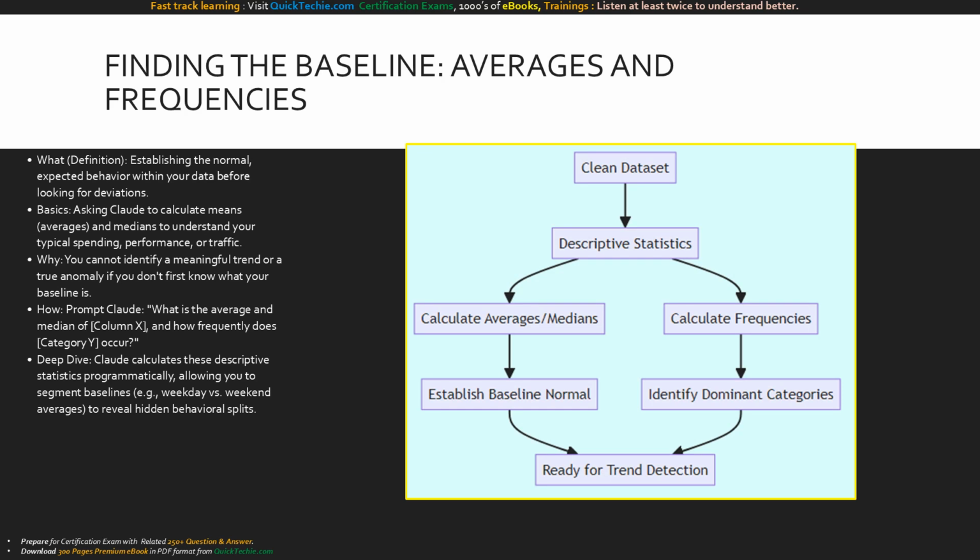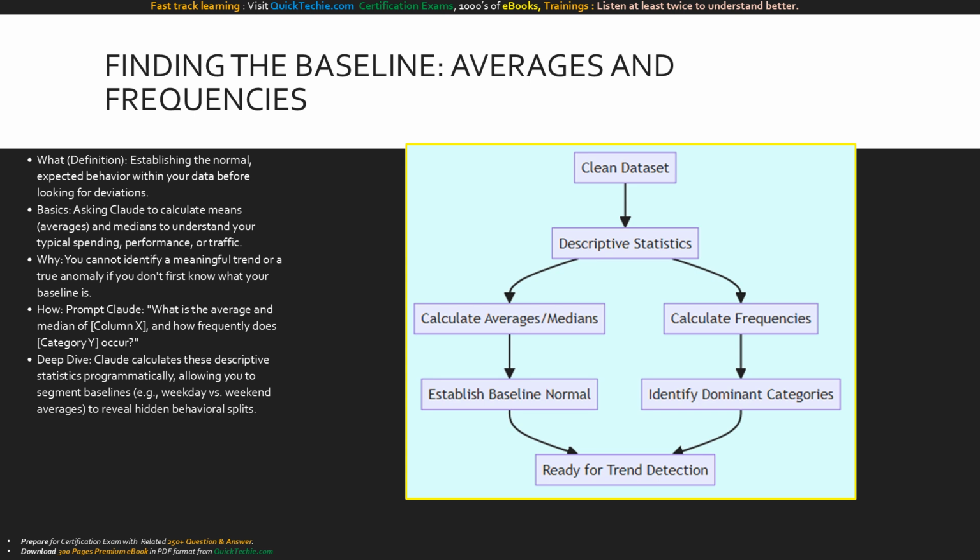Now we start the actual analysis by finding the baseline. This means establishing the normal behavior within your data. The basics involve having Claude calculate averages and frequencies, like figuring out your typical monthly grocery spend or website traffic. Why start here? Because you cannot spot an anomaly if you don't know what normal looks like. How do you do it? You explicitly ask Claude for the mean and median of specific columns.